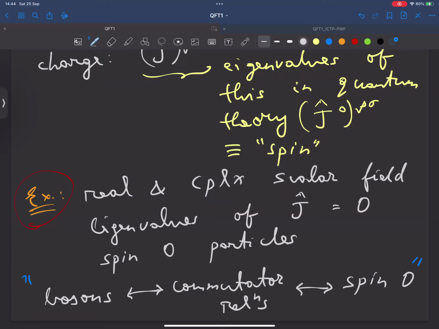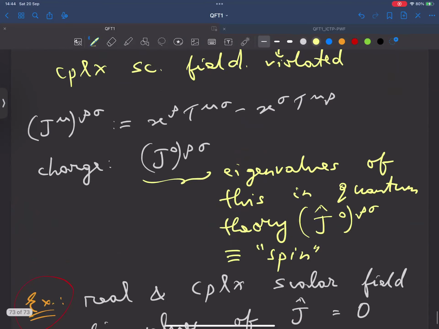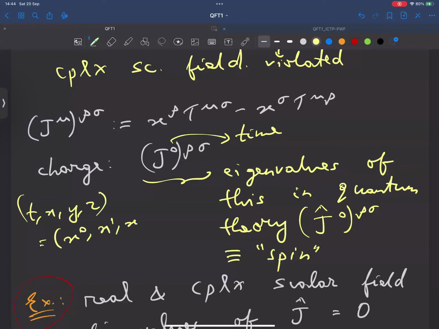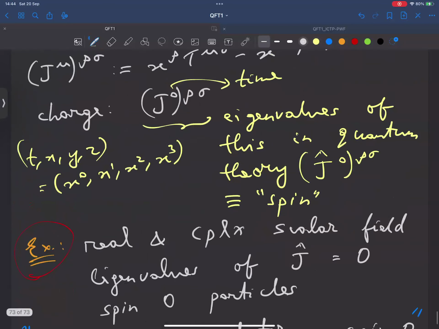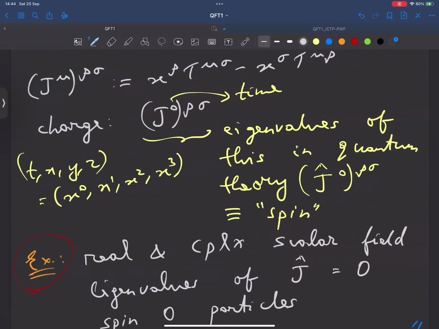And the 0 here means the time part. Okay, so T, X, Y, Z is X^0, X^1, X^2, X^3. And this should also be clear from the fact that whenever we are talking about a Noether charge, we integrate the time component of the Noether current. So hence, it has to be that if I'm calling it a charge.